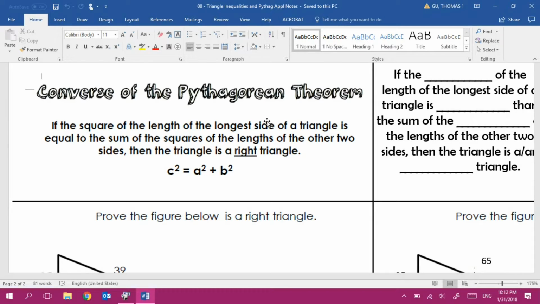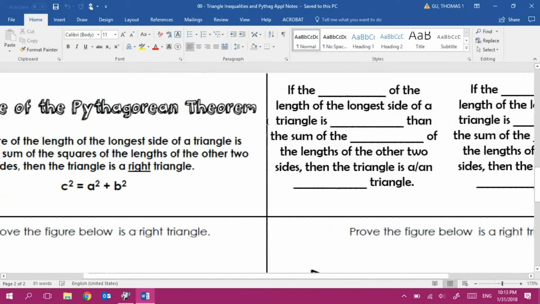This time we're doing the converse of the Pythagorean theorem. Let's read this together, shall we? The converse of the Pythagorean theorem: if the square of the length of the longest side of a triangle is equal to the sum of the squares of the lengths of the other two sides, then the triangle is a right triangle. That pretty much means if c squared equals a squared plus b squared, then the triangle is a right triangle. Now take a second and digest that.